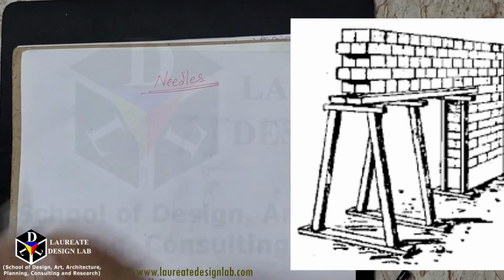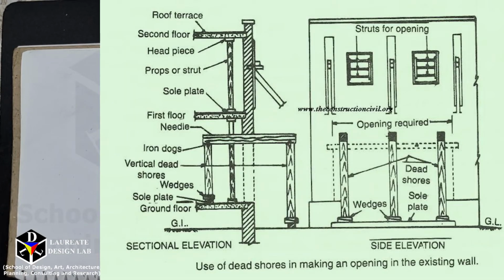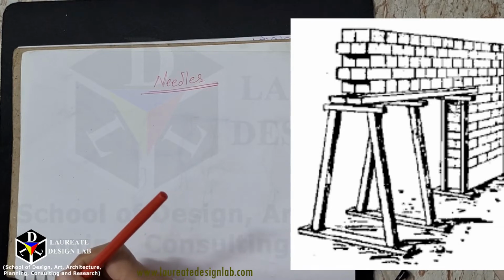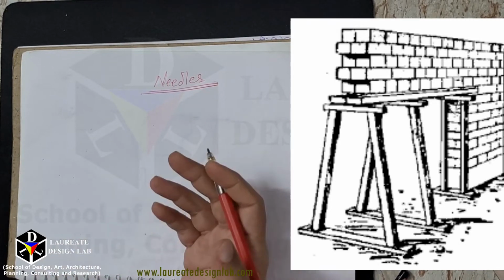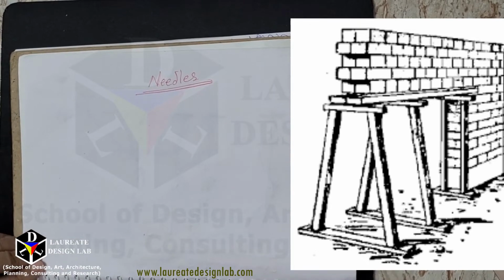In case of building, needles are the horizontal members used in scaffolding. These can be made of wood or steel, which supports scaffolding or shuttering. Does it work like shuttering or scaffolding? It works like shuttering. So you're saying scaffolding? It's wrong. Let's understand the structure part.